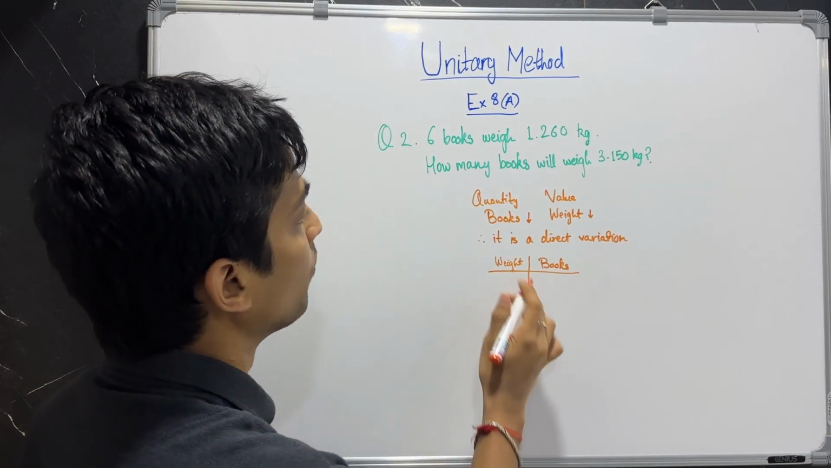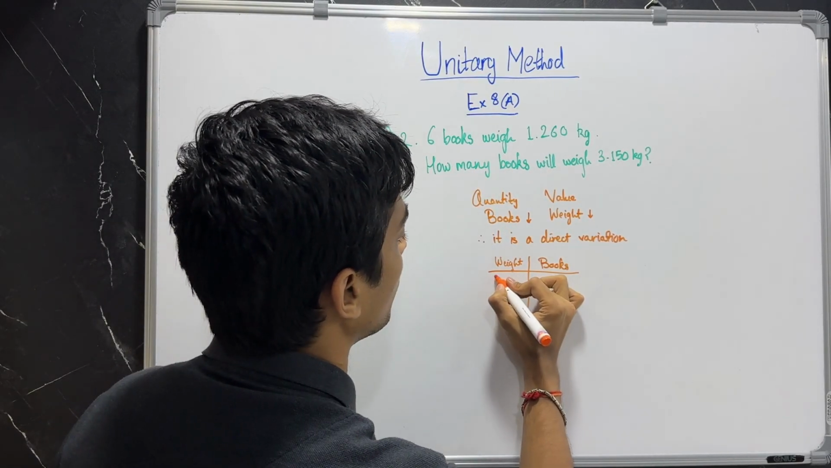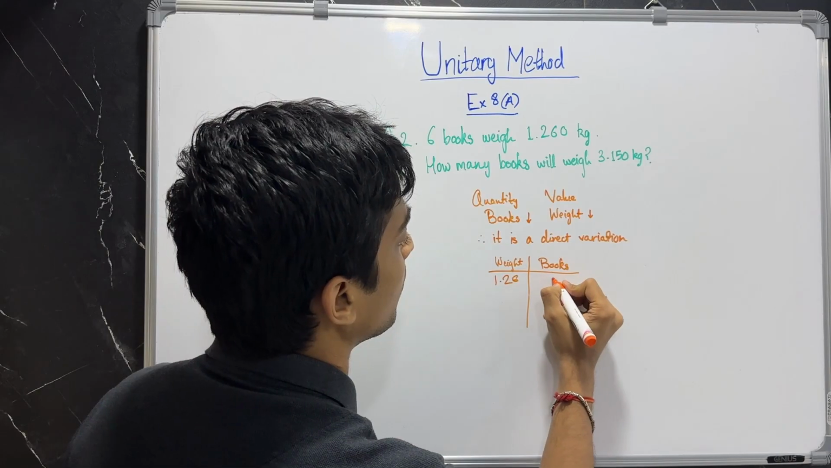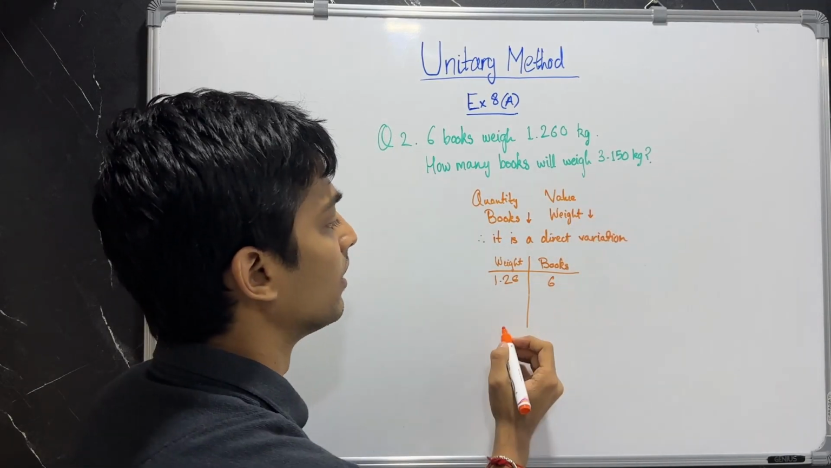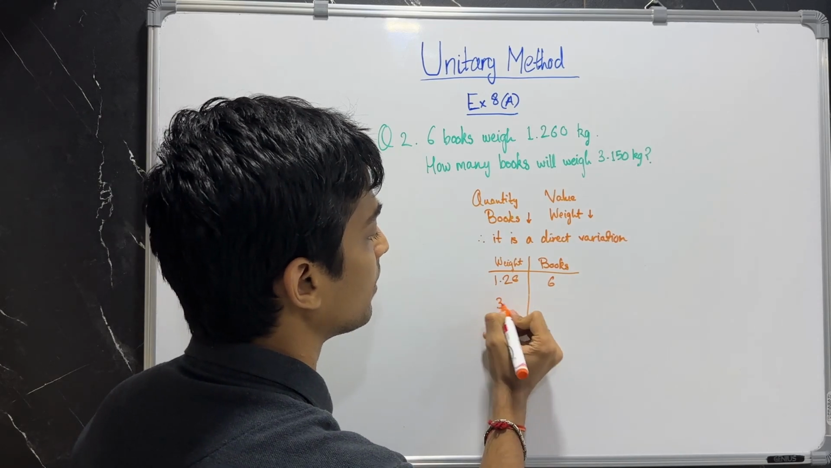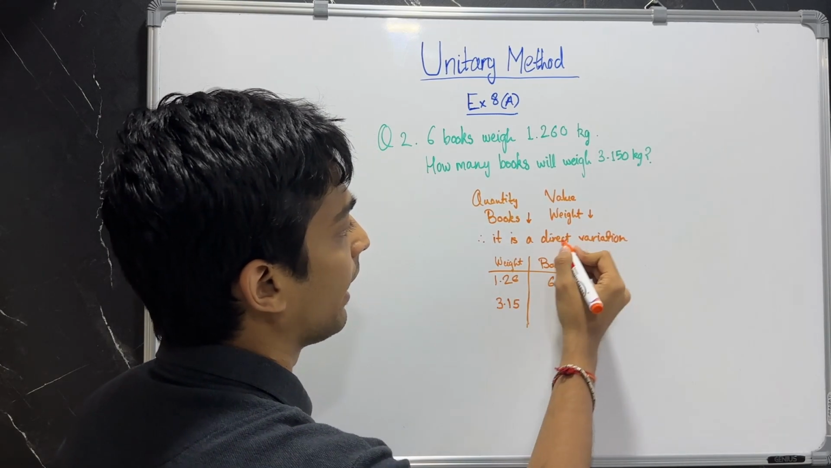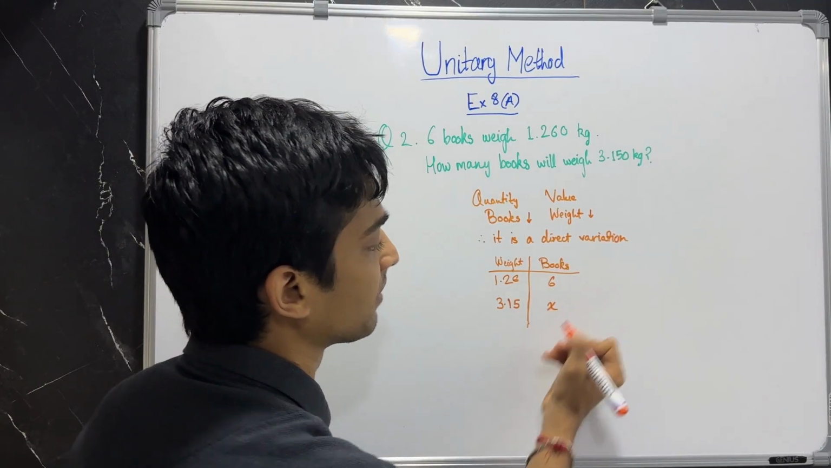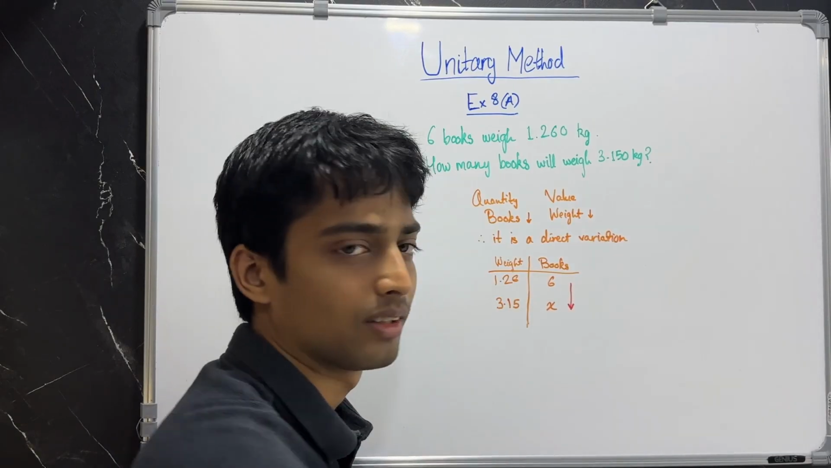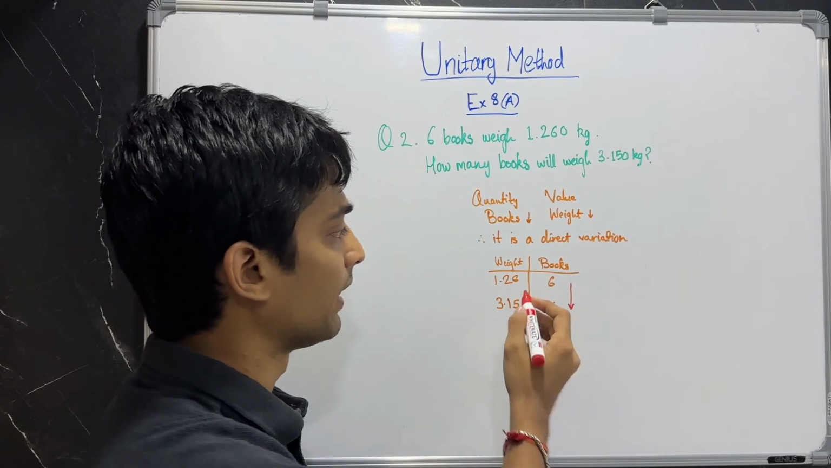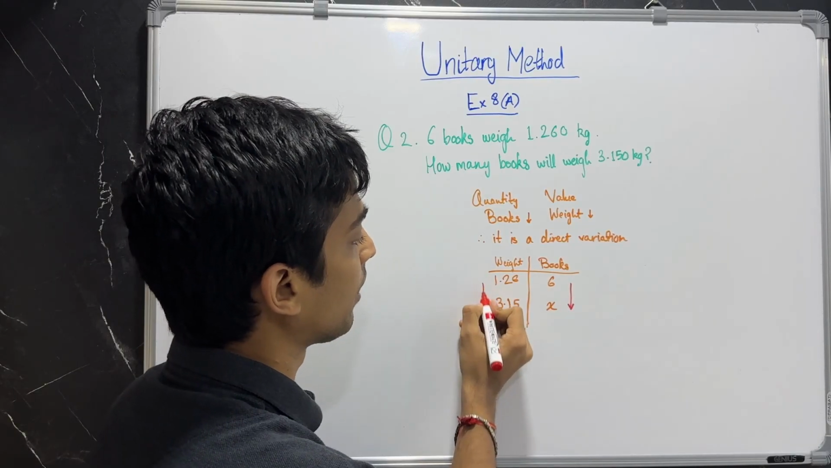Okay. What have they given? 1.26 kg for 6 books. So we'll write here 1.26 for 6 books. How many books will weigh 3.150 kg? 3.15 will come here, and this will become x. It is direct variation, so we make an arrow here. Downward arrow, always downward arrow here. Since it's a direct variation, the arrow will be in the same direction, downwards.